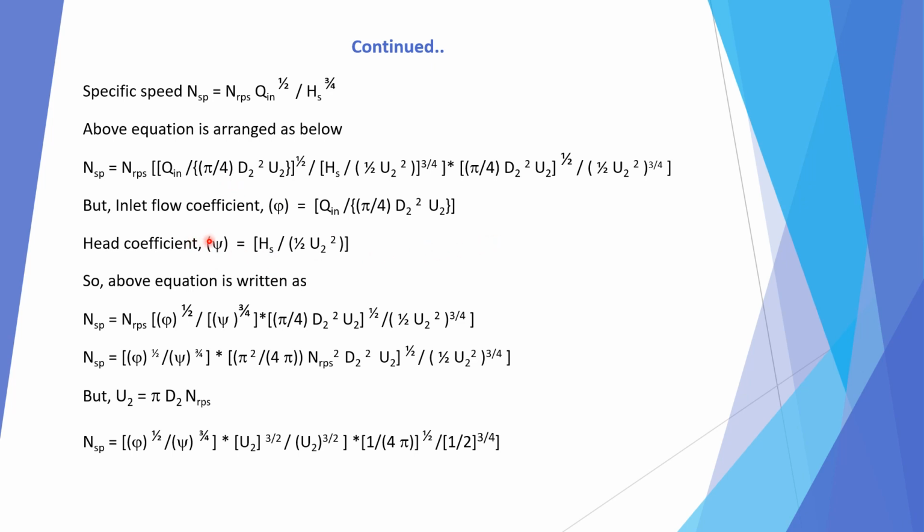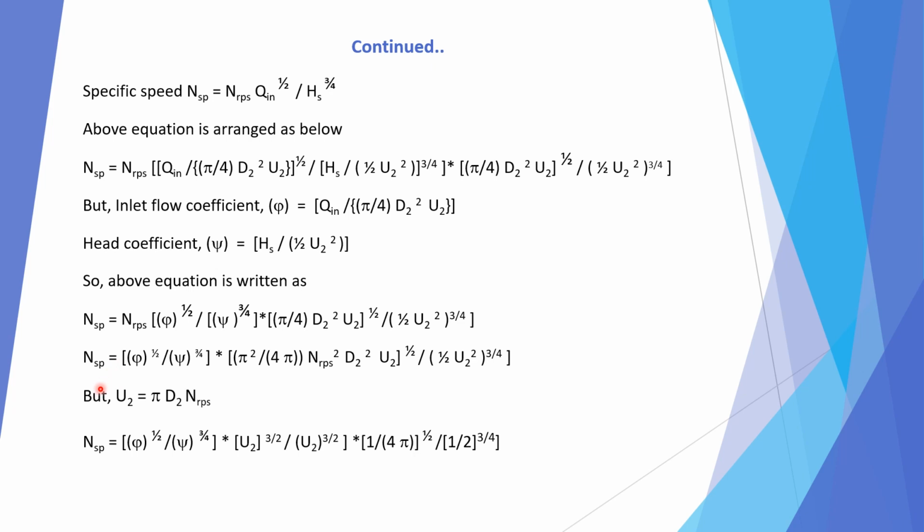But we know the inlet flow coefficient phi is equal to Q upon pi by 4 D2 square U2, and head coefficient psi is equal to HS upon half U2 square. So replacing this, we can write NSP is equal to N RPS into phi to the power half divided by psi to the power 3 by 4 into, now we have to rearrange this, (pi by 4 D2 square U2) to the power half divided by (half into U2 square) to the power 3 by 4.